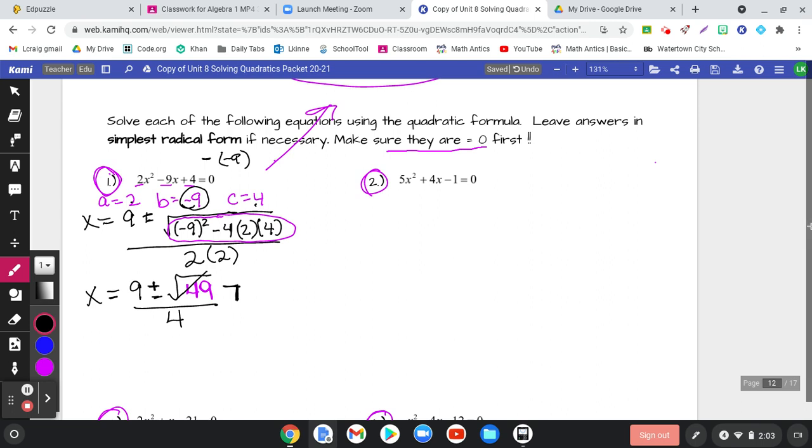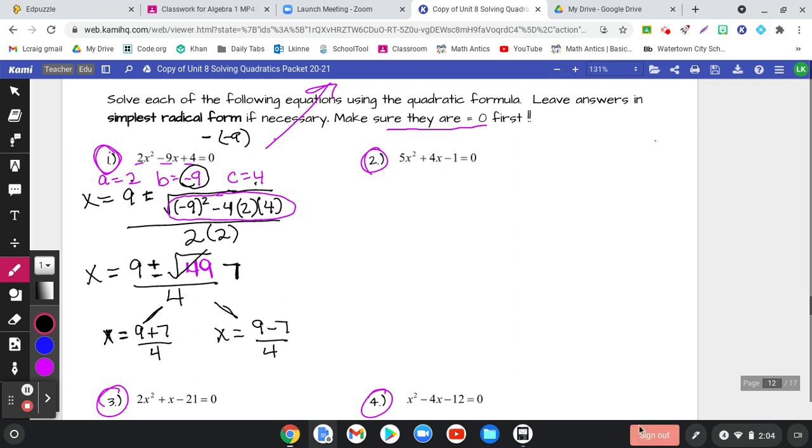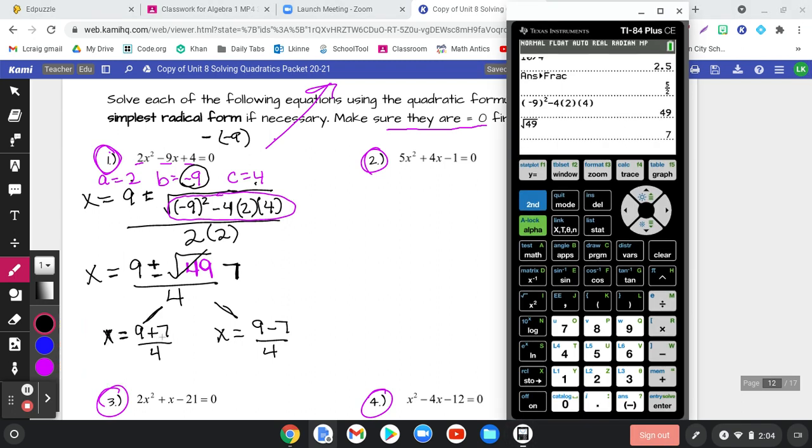All right. So now we split it up because you have a plus to deal with and a minus. So we're going to do 9 plus 7 divided by 4 and 9 minus 7 divided by 4. So the first zero is x equals 9 plus 7 all over 4. And then the other one's going to be 9 minus 7 divided by 4. And shrink it down. If you want, put the whole thing in, or you could do 9 plus 7 and then divide by 4. If you want to do the whole fraction, alpha y equals, enter.